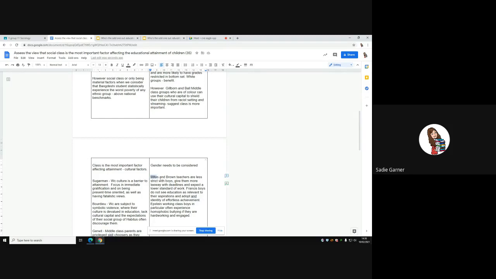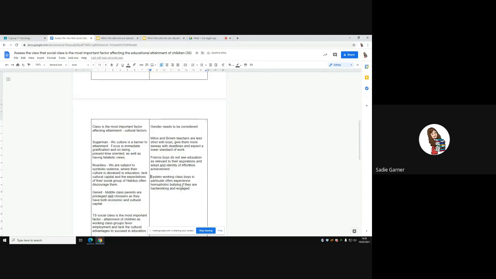And if you look, there's that as a paragraph. It's not a huge amount of knowledge, but it has got three names. So it does give the examiner a good range and have used content. Mitos and Brown, leeway with deadlines. Francis, effortless achievement, and Epstein, it's the homophobic bullying that working class boys are often subject to. I'm going to combine those together.